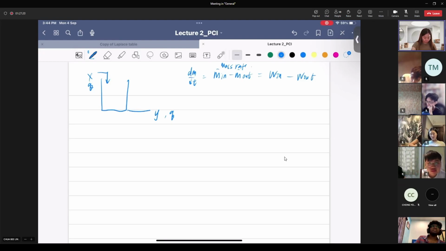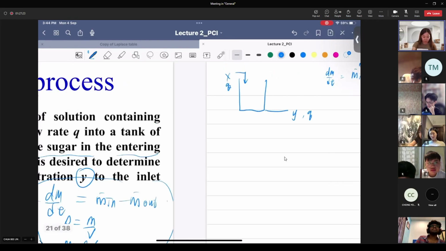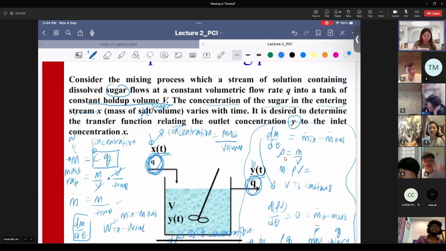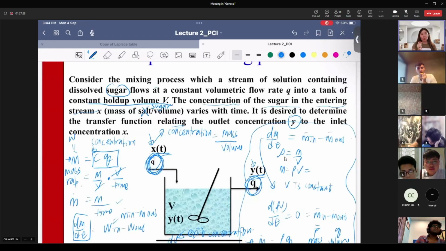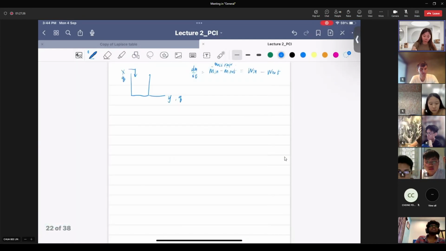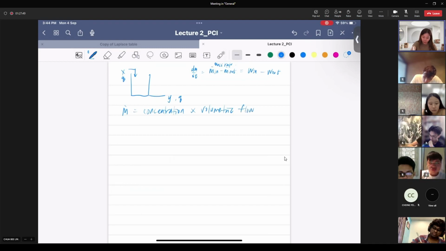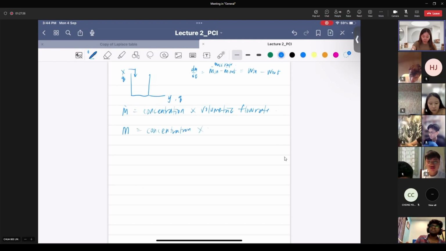You will be deriving just now the step to relate what formula you are going to use for the mass rate. For example, in this example, we are using the concentration multiplied with the volumetric flow rate. So I put here, mass rate, you have to use concentration multiplied with the volumetric flow rate. So if this is M, then it will be concentration multiplied with the volume.